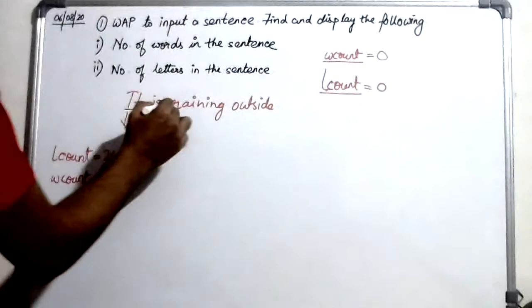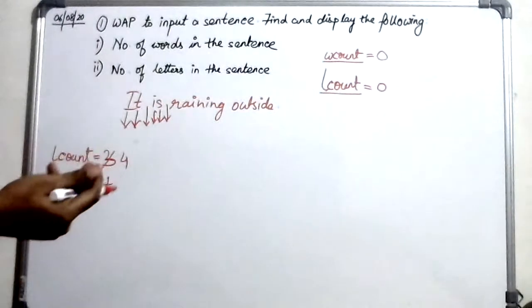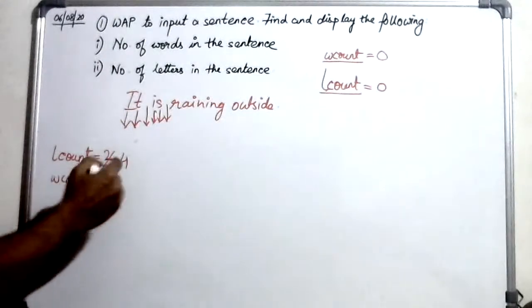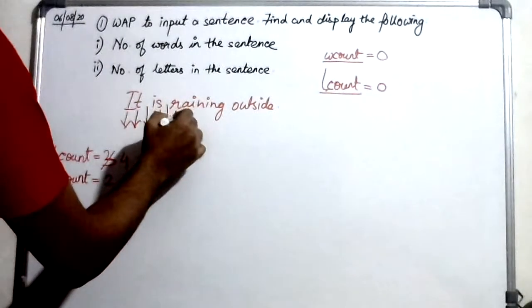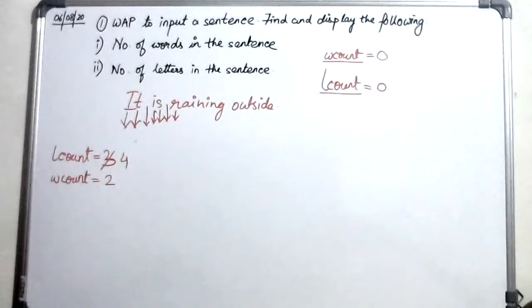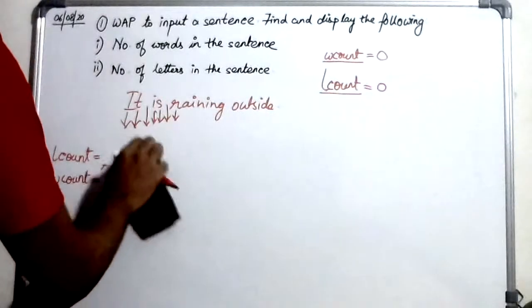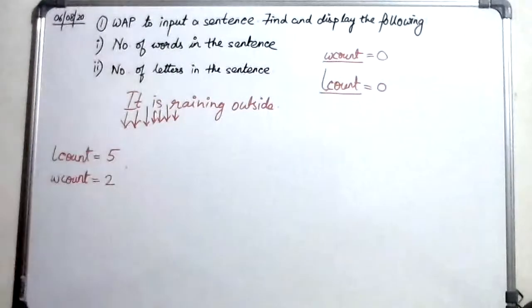Now, again, when we extract the next character and compare, we find that it is a blank space. Blank spaces are not letters, so L count remains as it is, but W count is changed. W count now becomes 2 because we have completed 2 words. We move on with the extraction. We extract the next letter, which is not a blank space. Therefore, we increment the value of L count by 1 because it is a letter. So 4 now becomes 5.